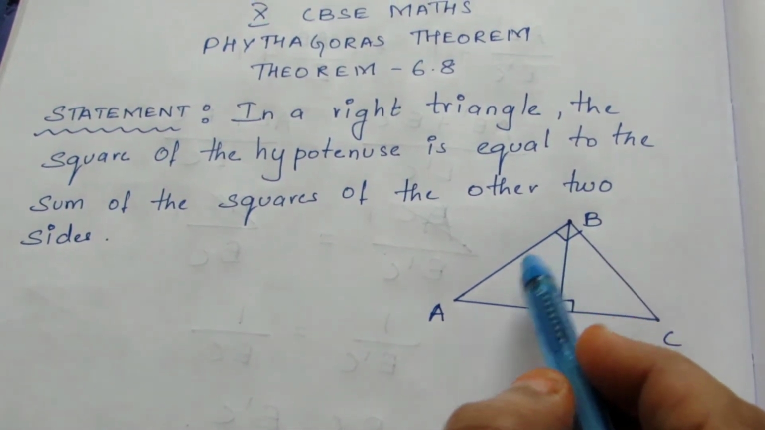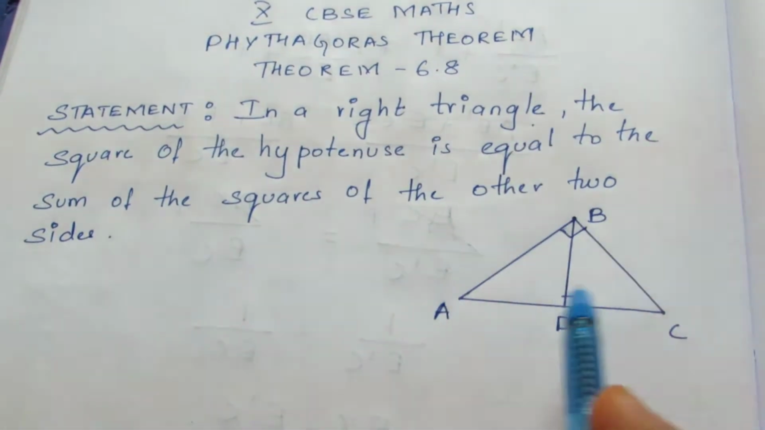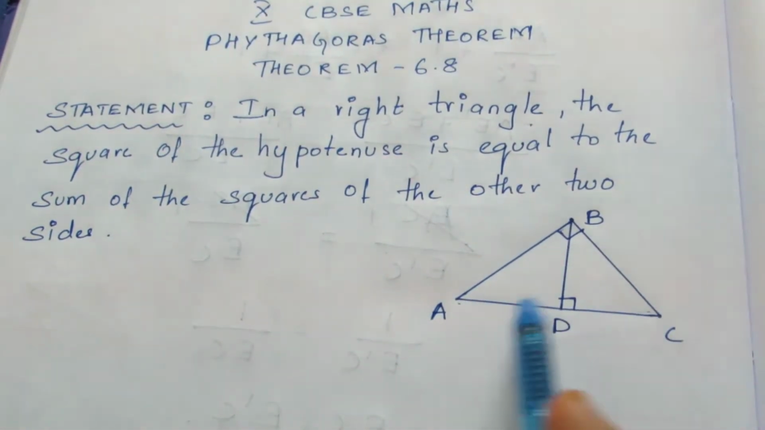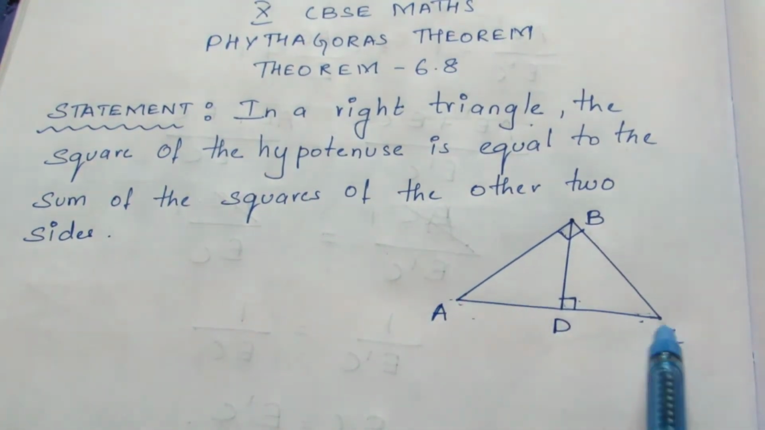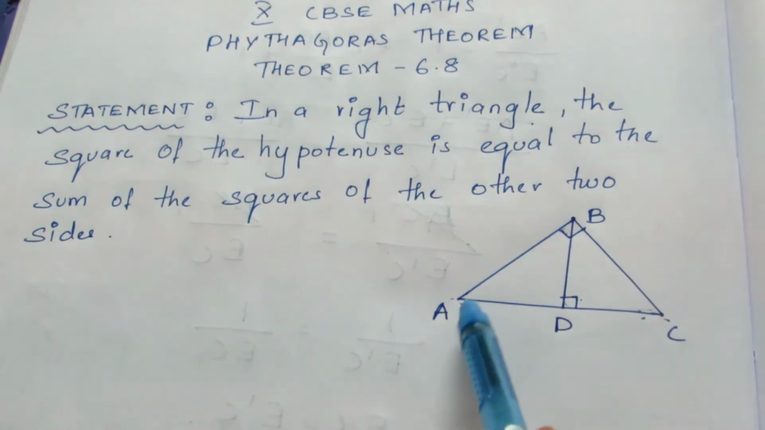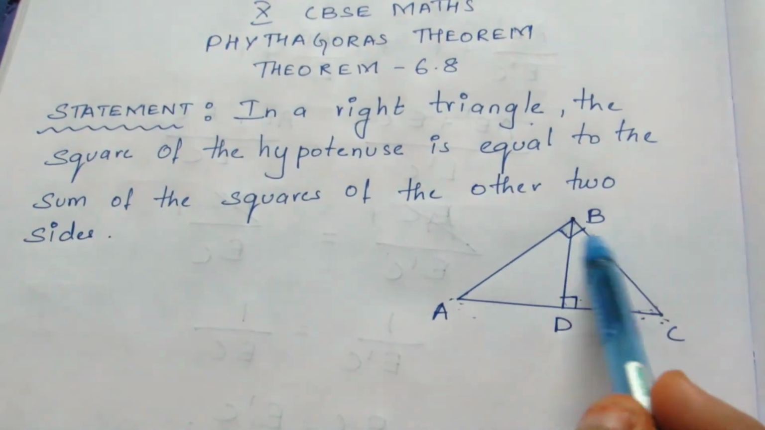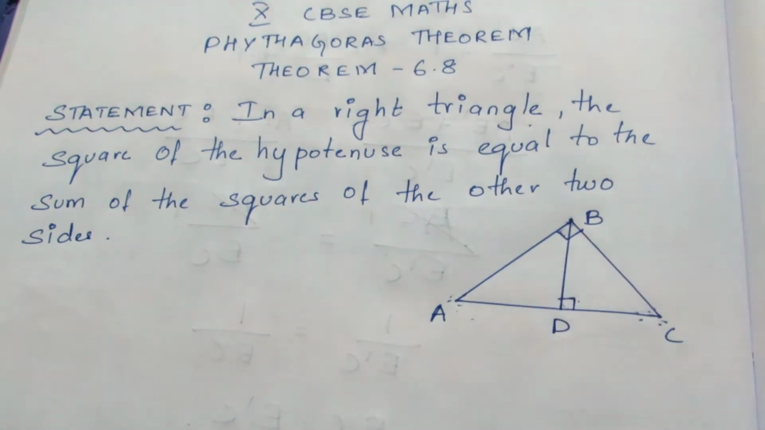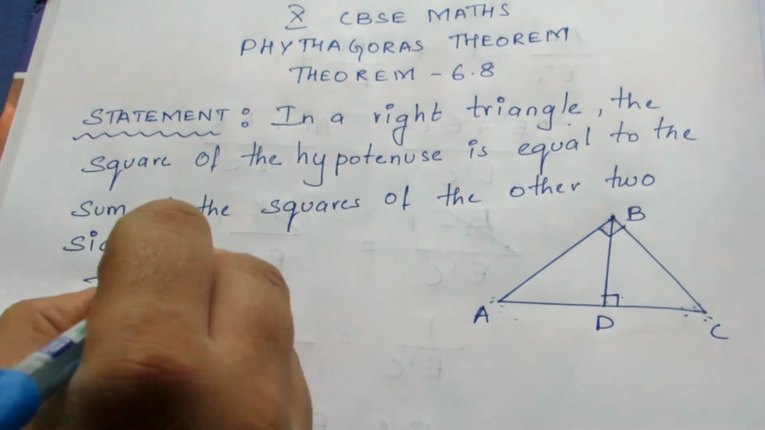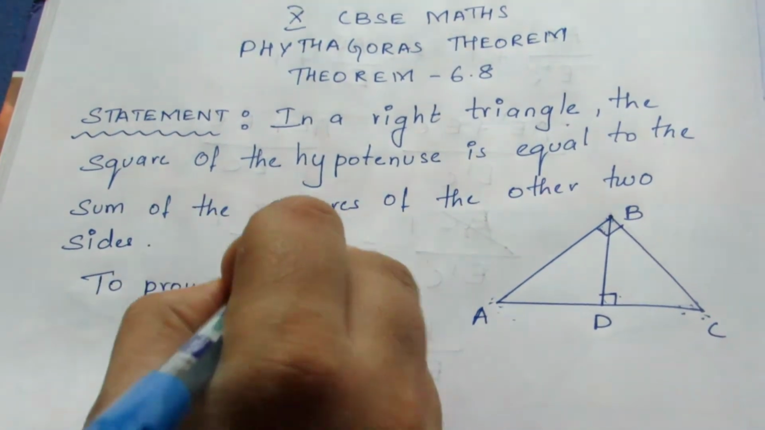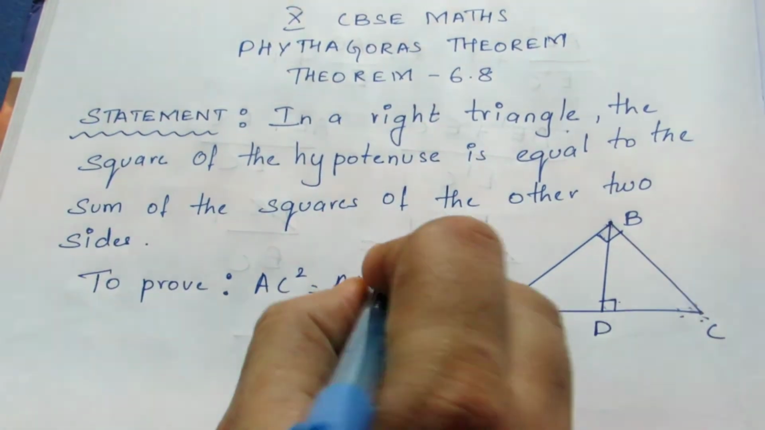Here, it is only for the right angle triangle: the hypotenuse is the side opposite the 90 degree angle. So AC square, the square of the hypotenuse, is equal to the sum of the squares of the other two sides, that is AB square plus BC square. Here we need to prove AC square equal to AB square plus BC square.